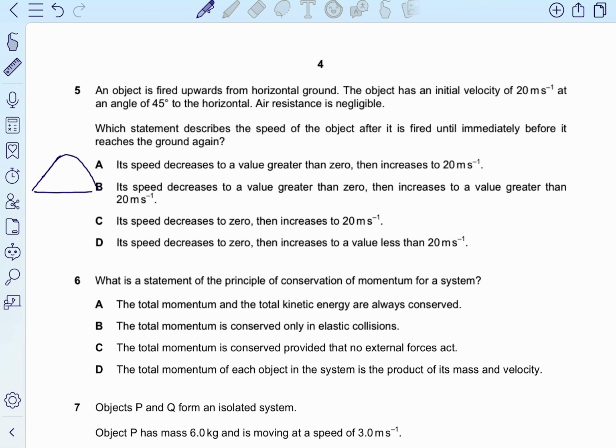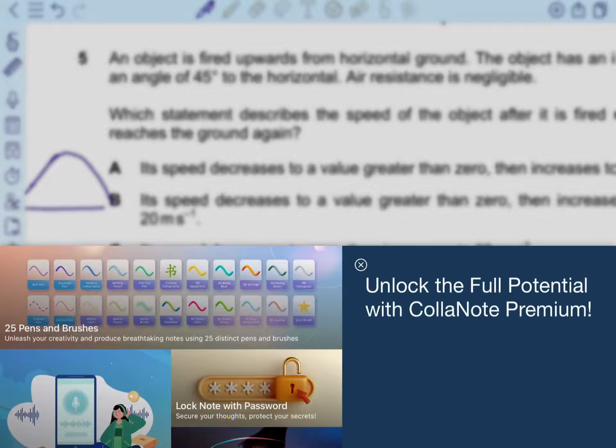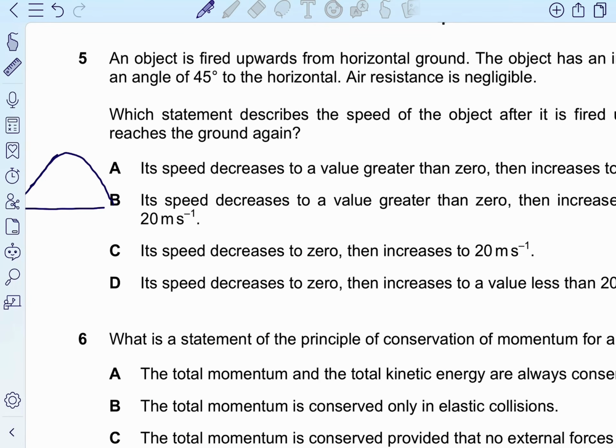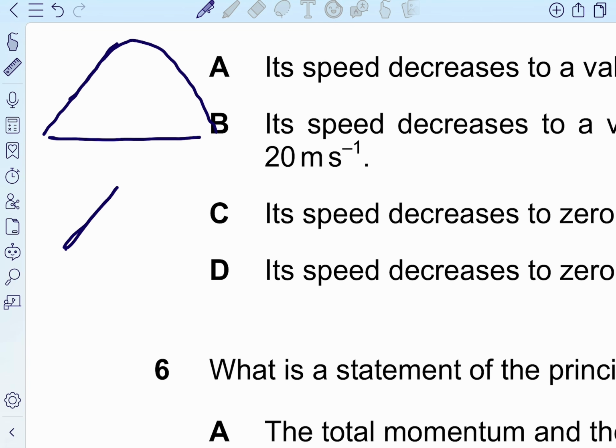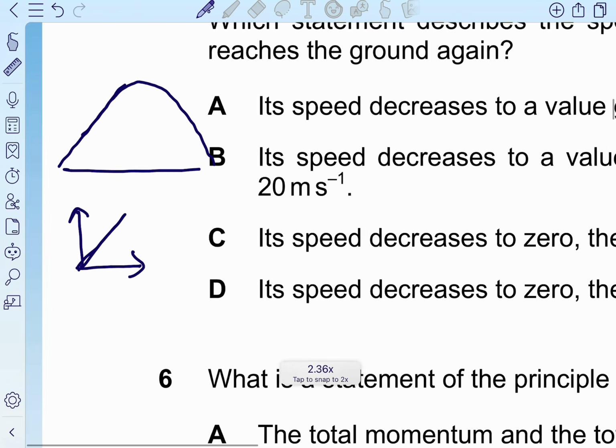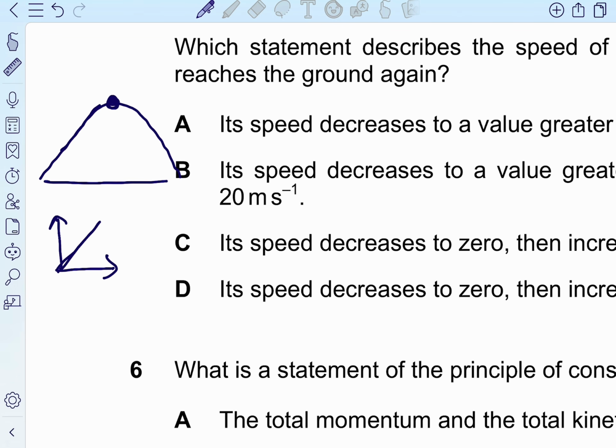Let me explain why. Now we know that any object in projectile motion basically has two components. There is a horizontal component, for example, of this speed, and there would be a vertical component of it. The horizontal component never changes. Why? Because there are no forces acting in the horizontal direction. So when it reaches the top, the peak point of the projectile motion, the horizontal component would not be 0. It would be unchanged, whereas the vertical one becomes 0. So the speed never actually becomes 0 because the horizontal component is never 0.